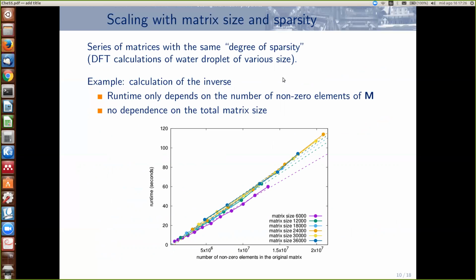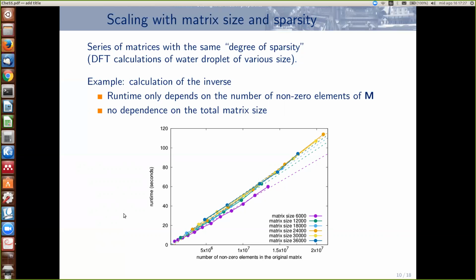So after talking about accuracy, now some benchmarks on performance. I told you that the goal of CheSS is to perform linear scaling calculations. And well, if you want to do so, you have to exploit the sparsity. So this means that the calculation time should only depend on the non-zero elements of your matrix and not on the total size of your matrix.